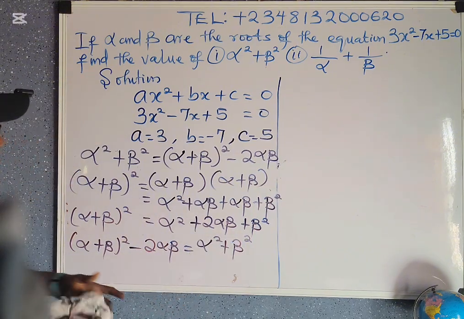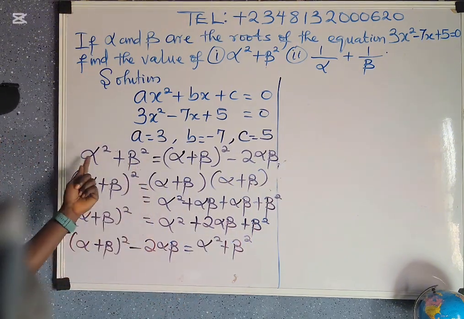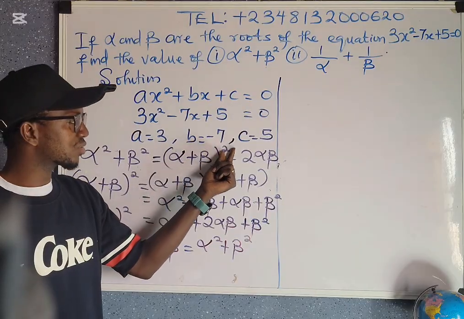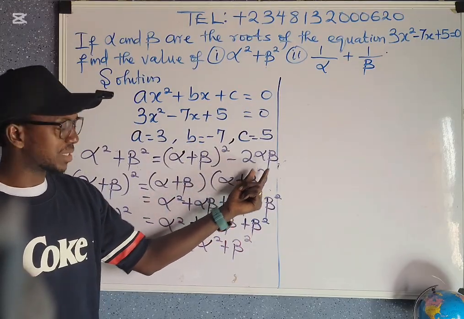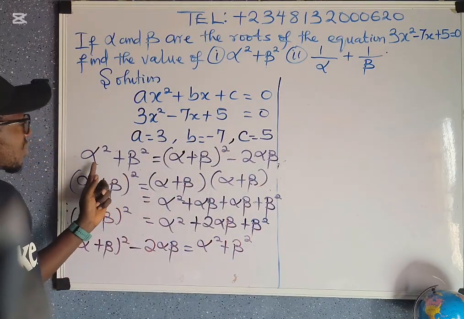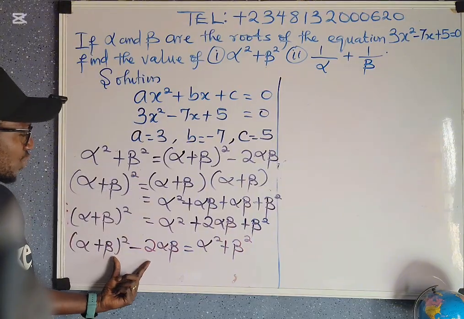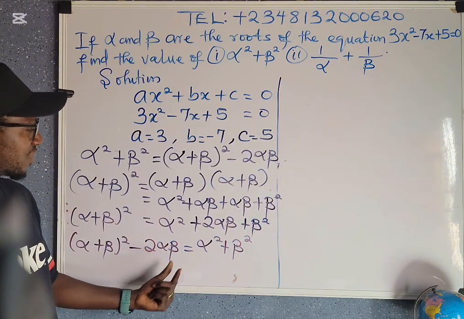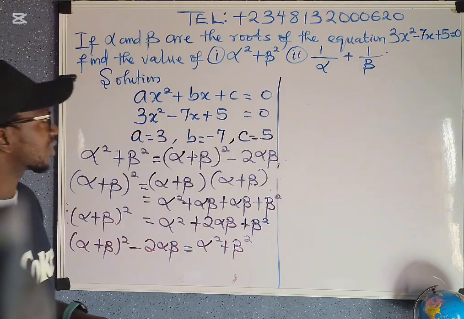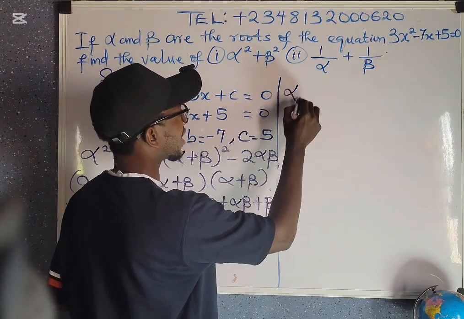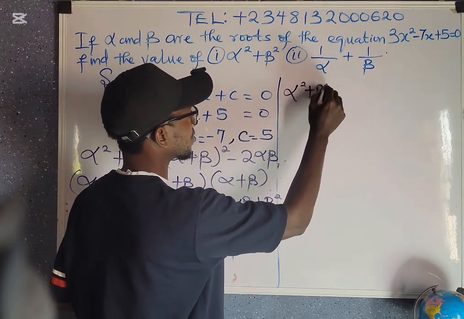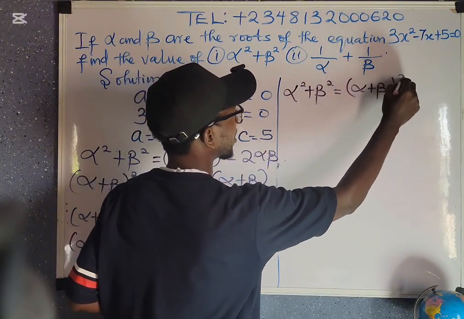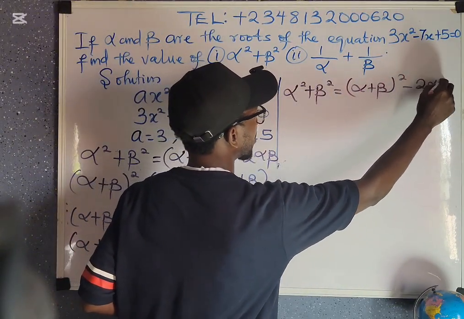So you can see that's where we got this from, that alpha squared plus beta squared is equal to alpha plus beta all squared minus 2 alpha beta. So anytime you are given a question on this, what you will use is alpha plus beta all squared minus 2 alpha beta. So we can go right into the question and just say, since alpha squared plus beta squared is equal to alpha plus beta all squared minus 2 alpha beta.